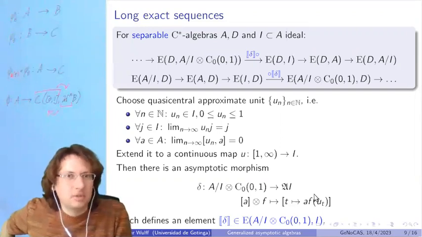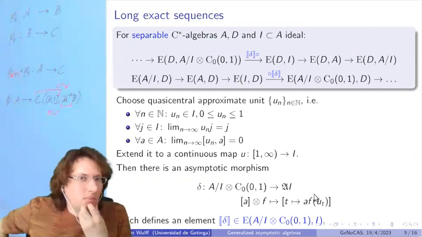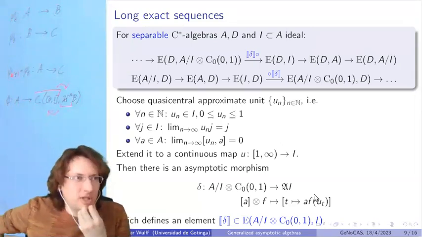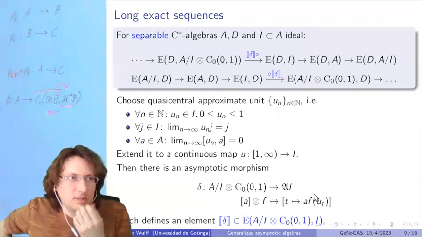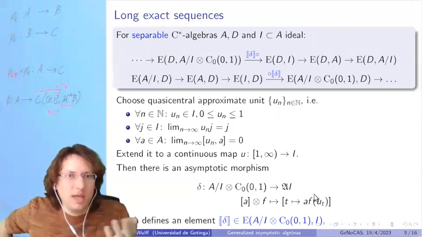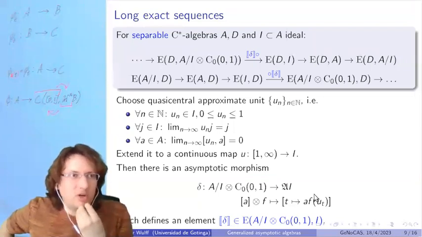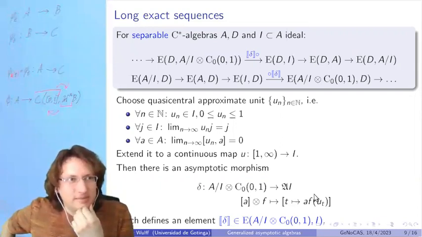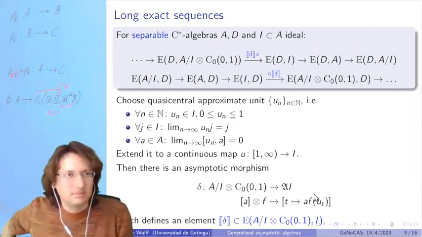But who knows? And in the case of more general algebras than C-star algebras, maybe you also have to go this way and define a more general version of asymptotic algebras. That exists in, let's say, Ralph's book. But I could give you a reference later.